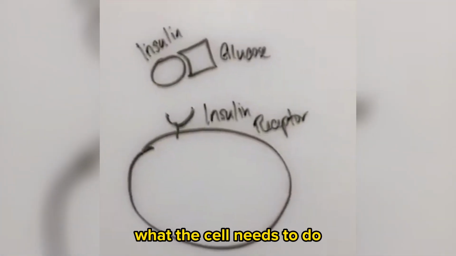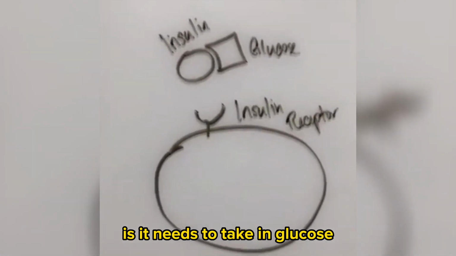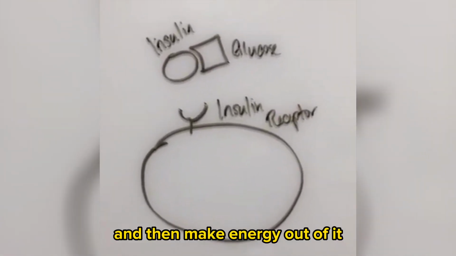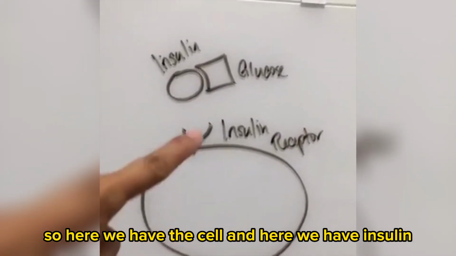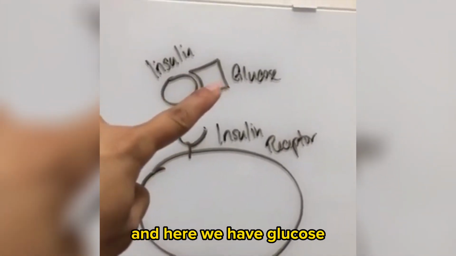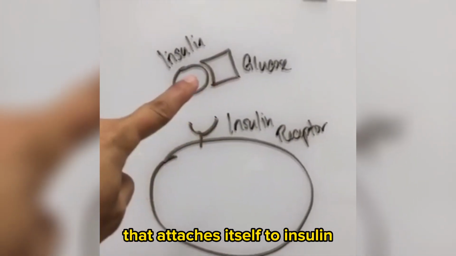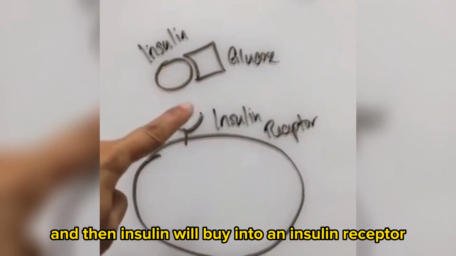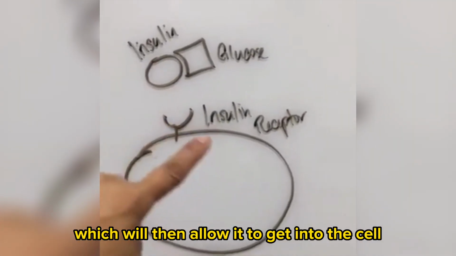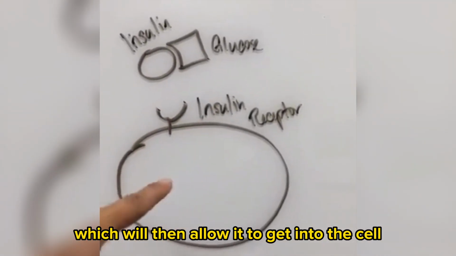So here's what's happening. If we look at the cell, what the cell needs to do is it needs to take in glucose and then make energy out of it. So here we have the cell, and here we have insulin, and here we have glucose. So the only way that glucose is going to get into the cell is that it attaches itself to insulin, and then insulin will bind to an insulin receptor, which will then allow it to get into the cell.